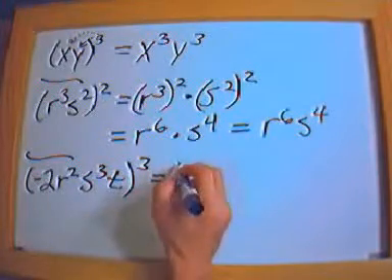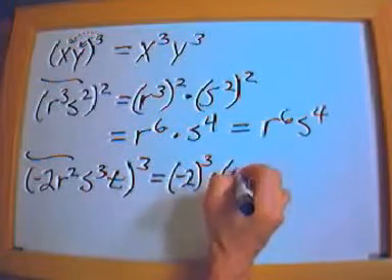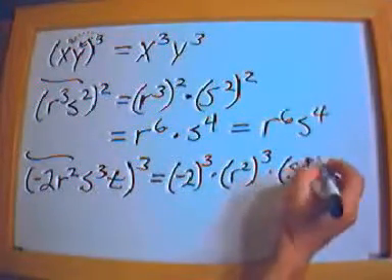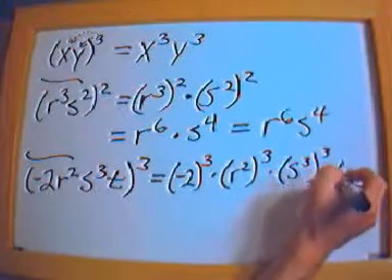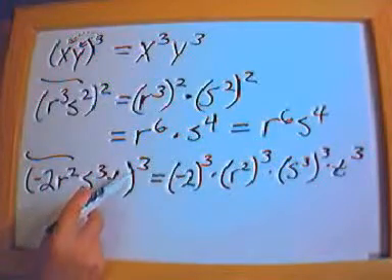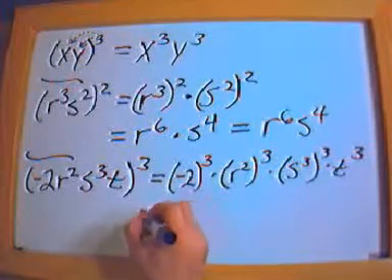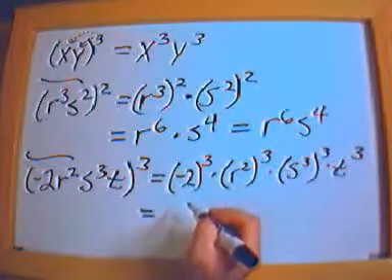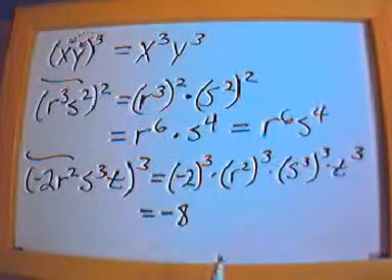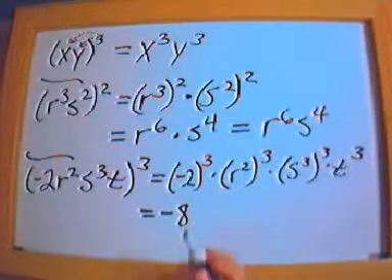So what I've got is negative 2 raised to the third times r squared raised to the third times s cubed raised to the third times t raised to the third. And all I did here was take each individual term and raise it to the third power, and they're all multiplied together. You can simplify this. Negative 2 raised to the third power is negative 8, and you can convince yourself of that by taking negative 2 times negative 2 times negative 2, and you'll get negative 8.